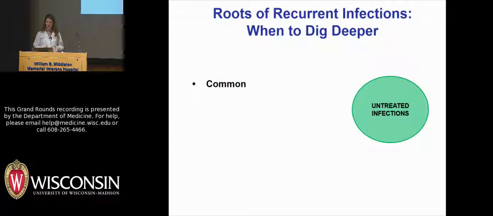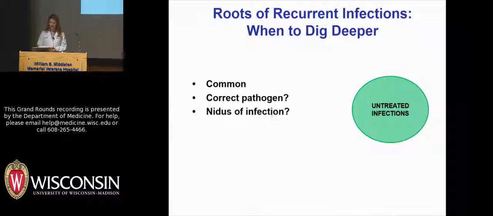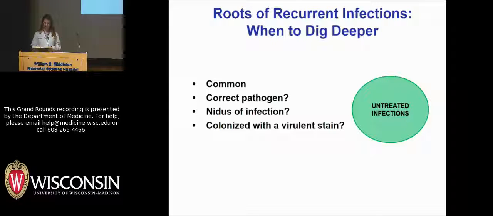So looking at untreated infections, some take-homes from this: it is quite common in patients, and you should consider it as a reason for recurrence of infection. One thing to ask is, do you have the correct pathogen? This can be difficult if cultures are not easily obtained, sometimes with abscesses, or for example, sinusitis. Is there a nidus of infection that you're not treating? For urinary tract infections, look for stones and other causes. Or could this be a virulent strain, frequently seen, as I told you, with MRSA?